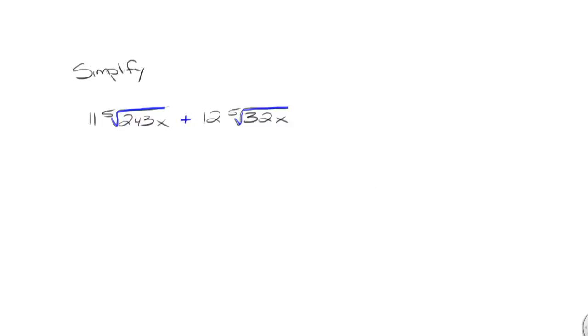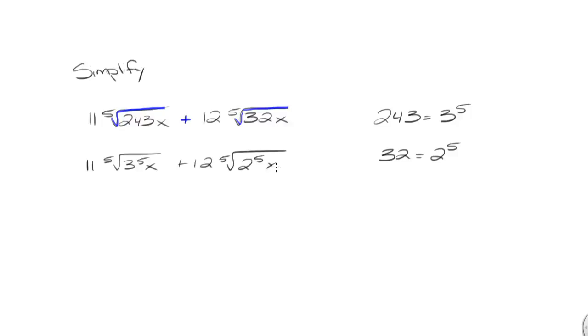When I'm simplifying those radicals, what I do is first do the prime factorization of each of these numbers inside the radical. 243, I just did some work on the side here, is 3 to the 5th power. So I'm going to replace that with that statement, and for 32, the prime factorization is 2 to the 5th. And so I'm going to replace each of those numbers in this expression with those factored forms. All right, so I got the 5th root of 3 to the 5th x plus 12 times the 5th root of 2 to the 5th x.